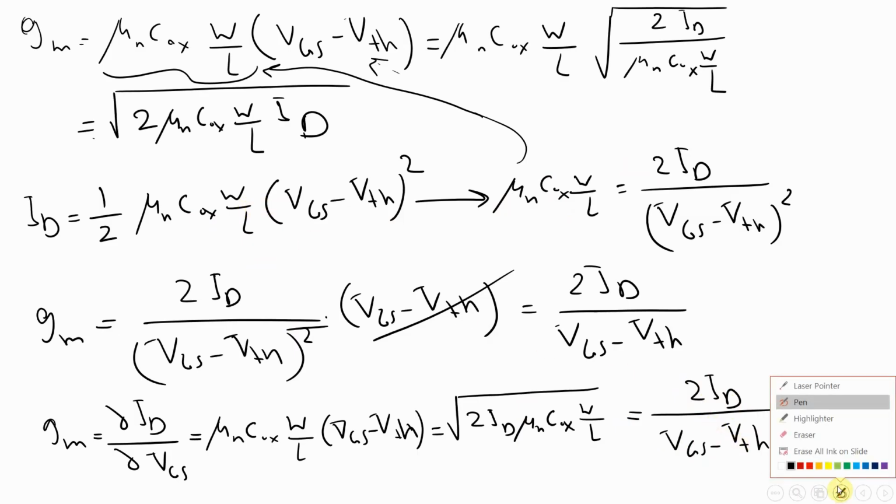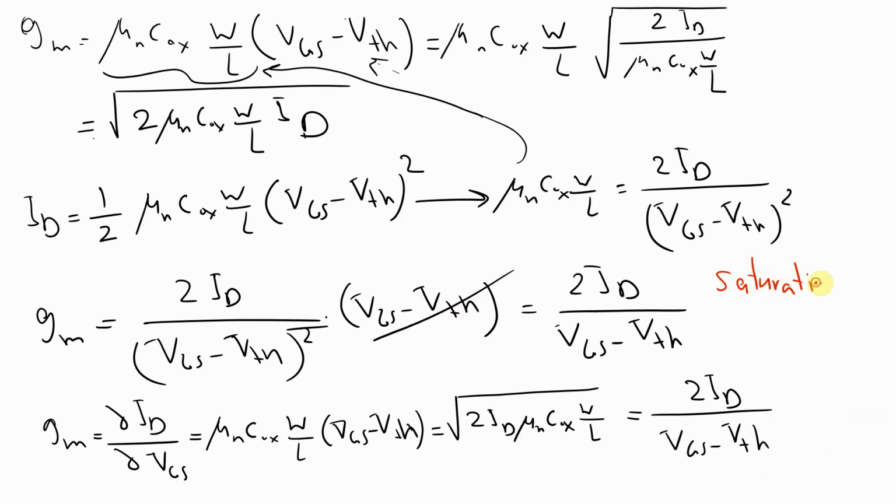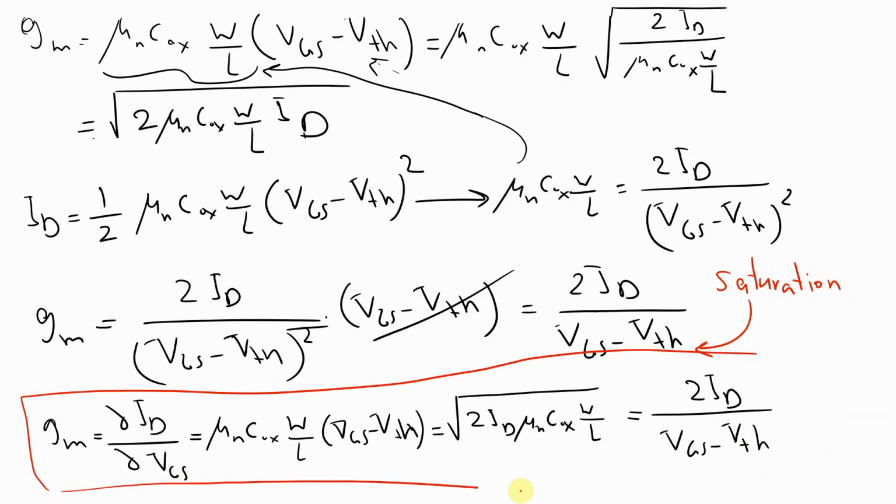And always remember that the transistor has to work in saturation, so we can define these 3 formulas for gm, not in a triode region. Be careful with that.